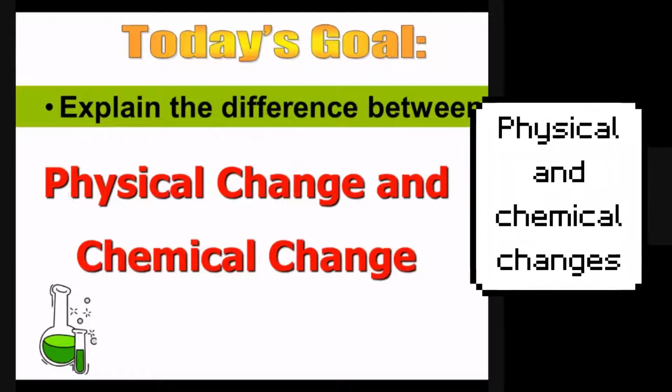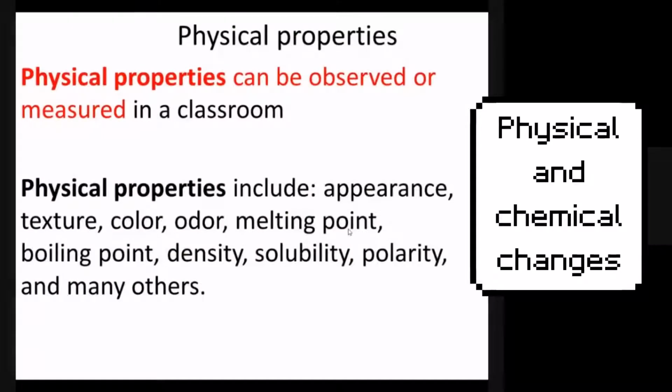Right, in this lesson, we're going to learn physical and chemical changes, physical and chemical properties, and the difference between physical and chemical changes, as well as examples. We'll start with physical properties. Physical properties can be observed or measured in a classroom or using 5 senses. Physical properties may include appearance, texture, color, odor, melting point, boiling point, density, solubility, polarity, and many others, including magnetism.